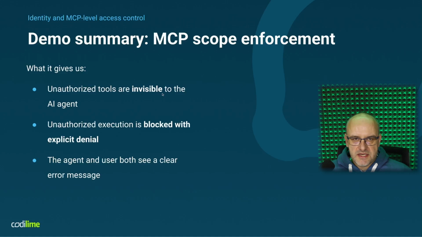So let's summarize the demo. What we achieved is that unauthorized tools are invisible to the AI agents. And this is a double check, because during the tool execution the same check is also performed, comparing the allowed MCP scope for the particular user against the particular tool. And also what we achieved is good, clear error messages, whether a tool is not visible or it is visible but not authorized to be executed for a particular role.